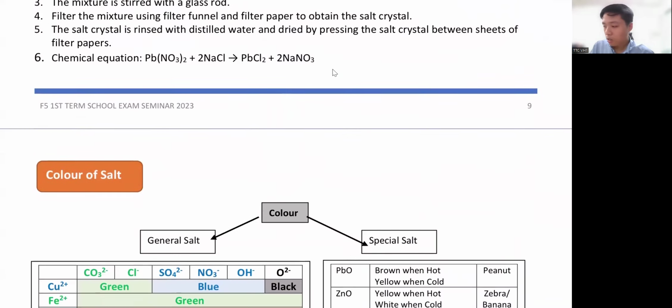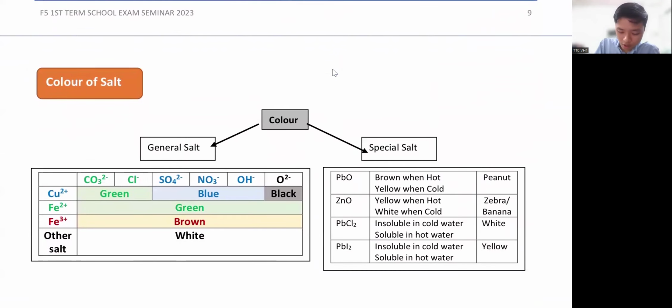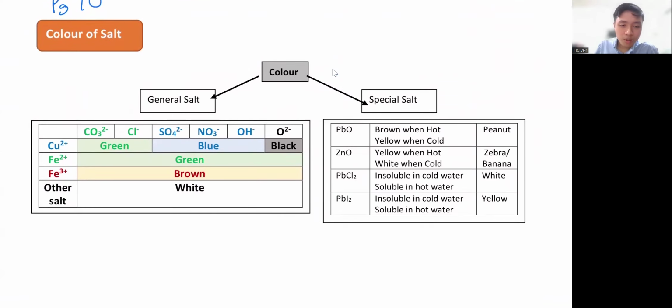Next part, I believe, is color. I'm sure some of you still don't remember the colors, but don't worry, I will teach you some of the important ones. Of course, in two hours you cannot remember everything. So that's why you have to do your own revision and also the color book, and the questions that you cannot finish in class, you can try to do on your own.